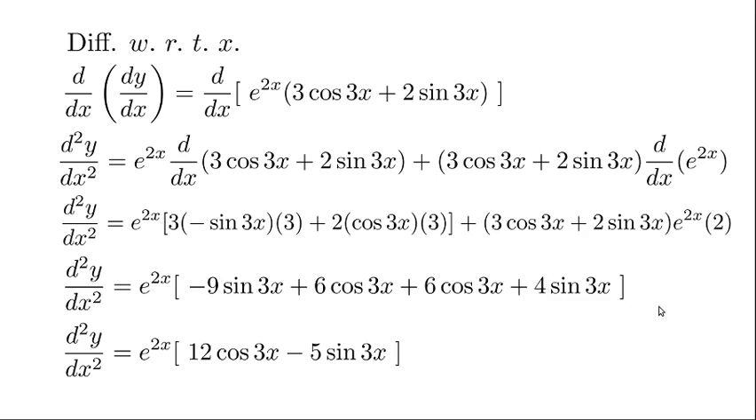On simplifying this we get d square y by dx square equal to e raised to 2x into bracket 12 cos 3x minus 5 sin 3x.